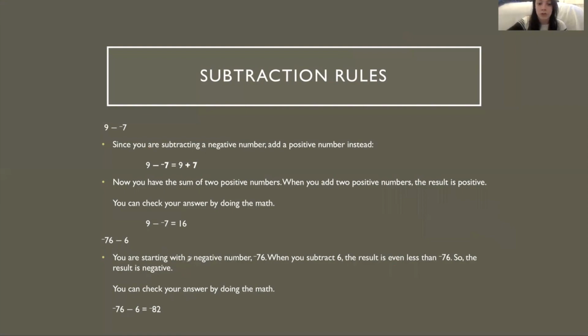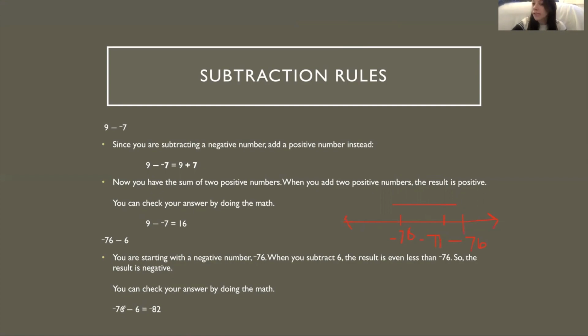And then when you're starting with a negative number, so you're starting here with negative 76, when you subtract 6, the result is even less than negative 76. So the result is going to be negative, because you were starting with negative 76, you were going backwards on the number line. Not to confuse anyone, if we have negative 76 right here and we are subtracting 6, we're going this way. And that takes us to negative 77, negative 78, and so on. So your result is going to be negative, and it's going to be like you're adding 6.